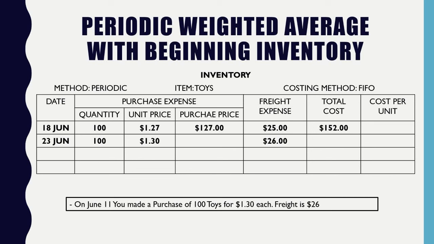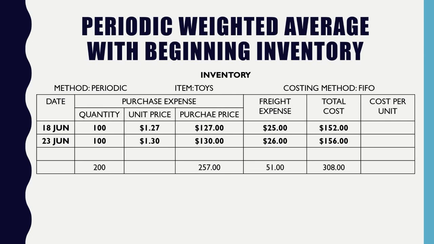So what I'm going to do is wait till the very end to solve for the average cost per item, okay? So in this case, I plug in my second purchase that I made for $1.30, okay? So that gives me $1.30 plus freight of 26, which gives me 156, okay? So once again, now I'm going to solve for the rest of my items here. Solving that, I have 200 units at a total cost of $308.